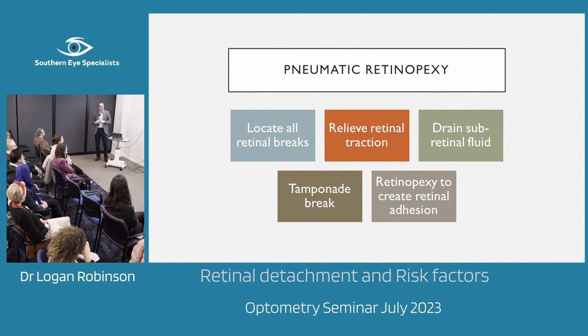So that air bubble we inject in the eye tamponades the break, and then we usually do cryotherapy, which is that little probe on the outside of the eye, and we're using an indirect, and we push on the wall of the eye and freeze it, and that creates this adhesion and scar around the tear.